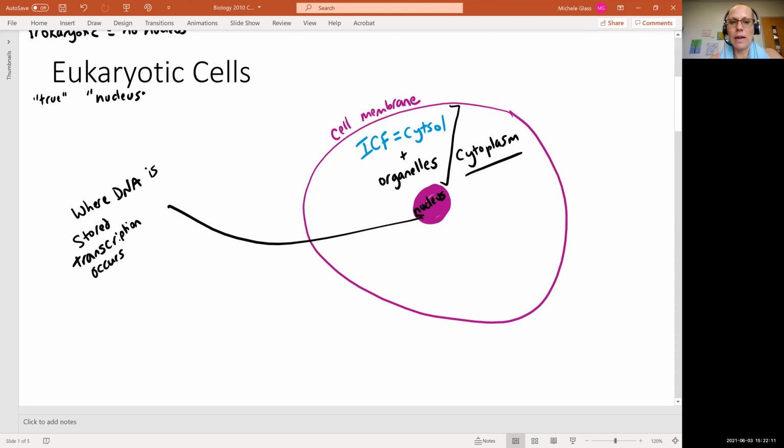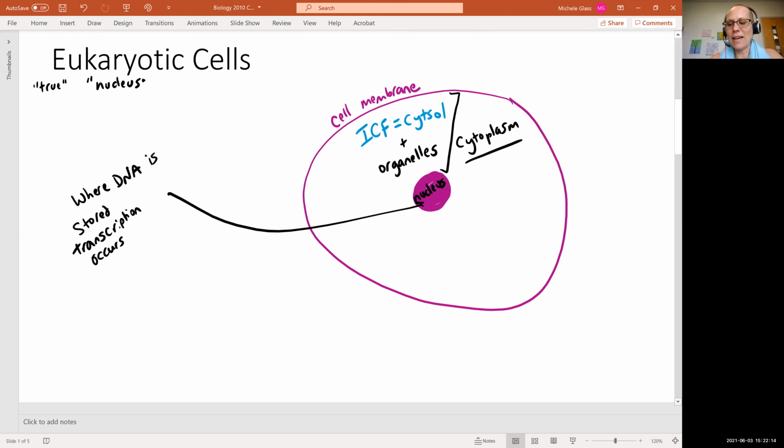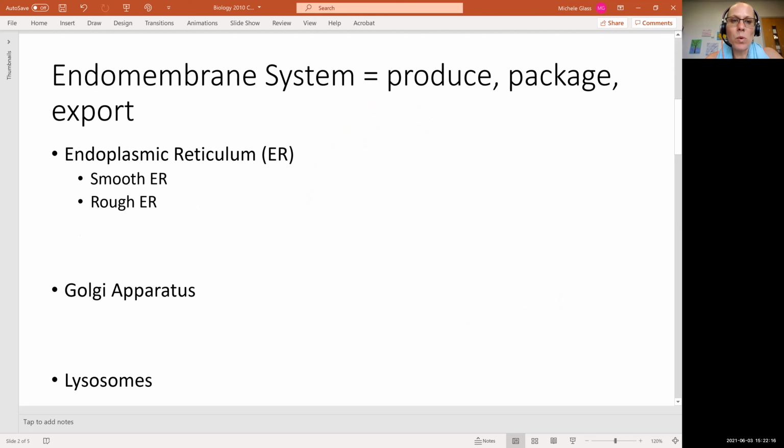What we can talk about next is what is described as the endomembrane system. The endomembrane system is the collection of organelles that are involved in producing and packaging and exporting materials. So anything that's being made in the cell is being made at one of these organelles, anything that's being packaged up, remember those vesicles, is going to be packaged up here. Anything that's going to be exported is happening with this system here.